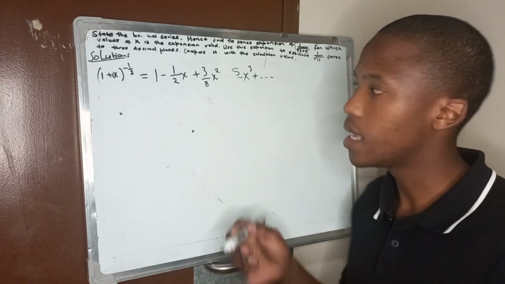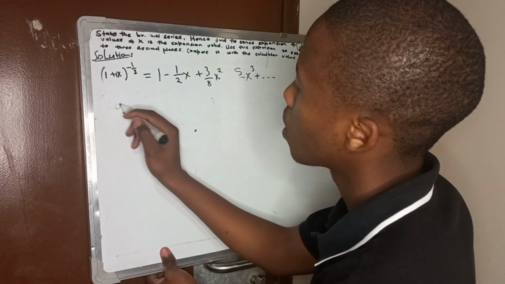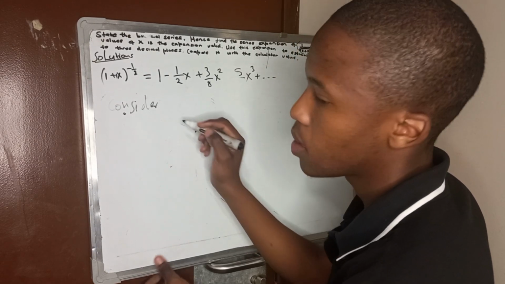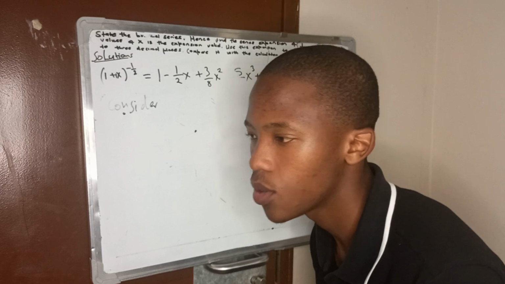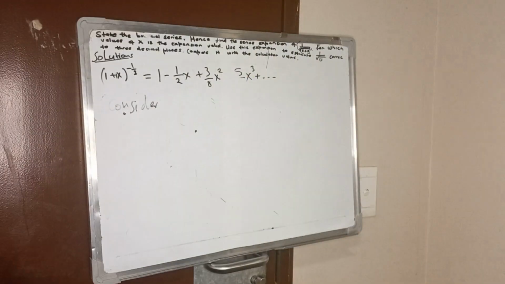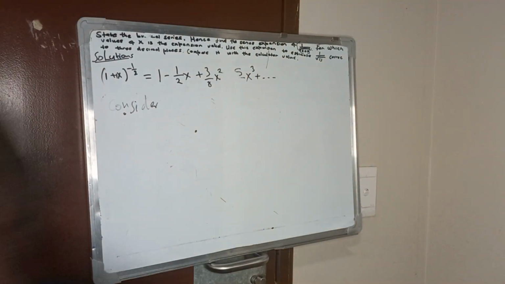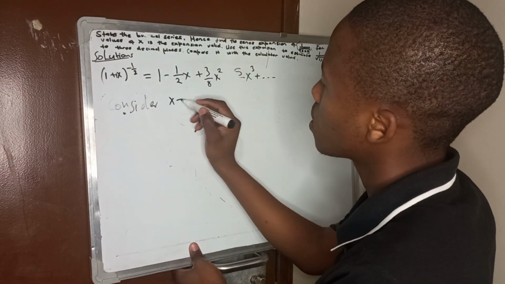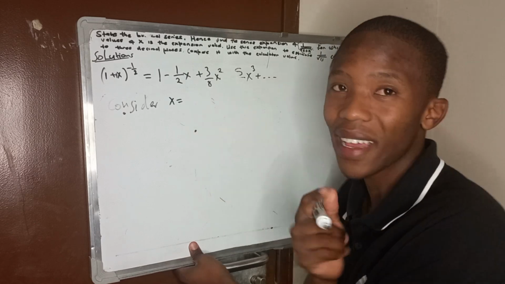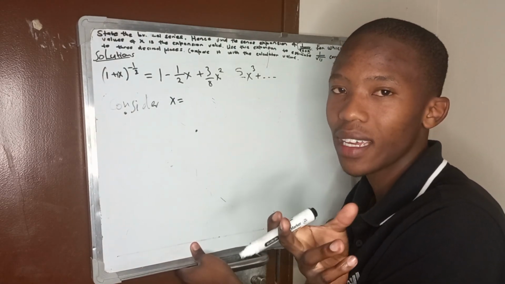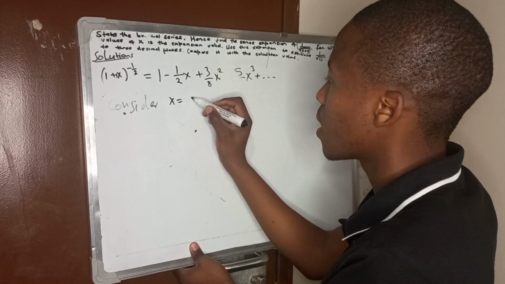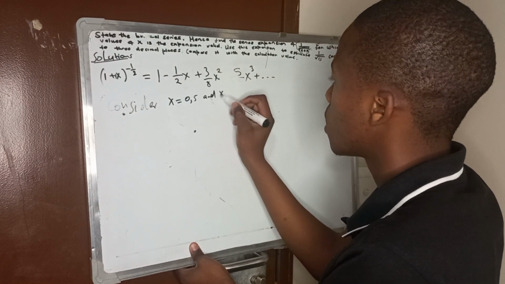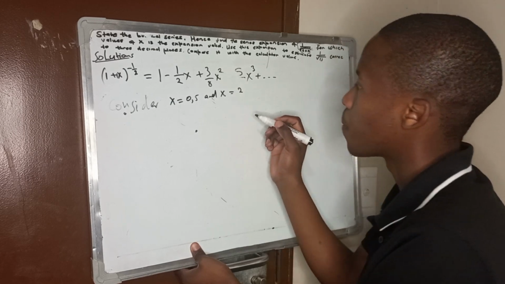Now let's consider. I don't know what happened to my marker. Let me use the other one. Consider x equal to, remember x should be in between -1 and 1. So let's consider x equal to 0,5 and x equal to +2.